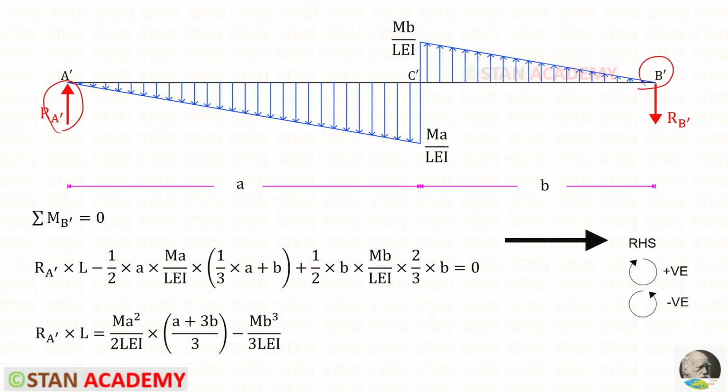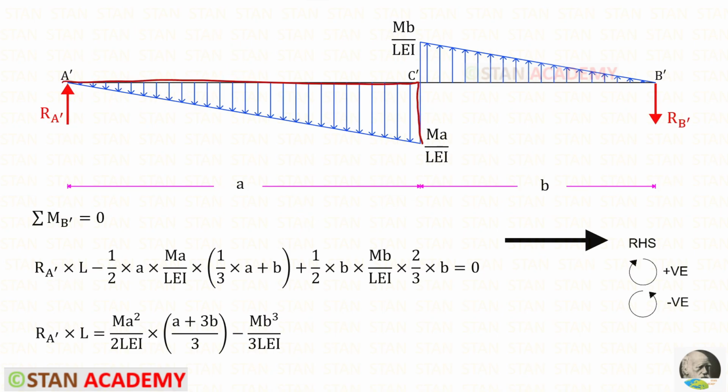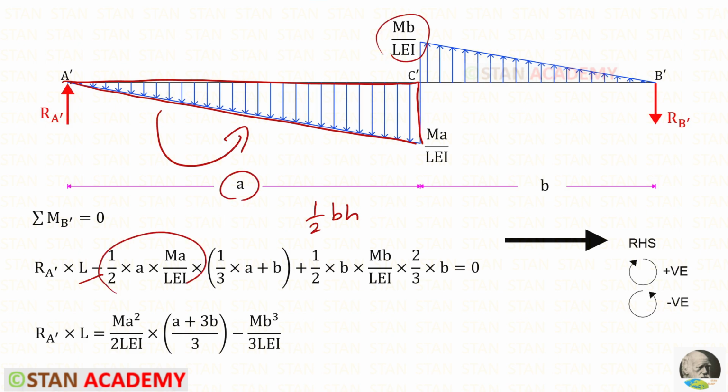In this case, we have to follow the right hand side rule. This is acting in the clockwise direction, so positive, and the distance is L. Let us take this UVL. It is acting in the anti-clockwise direction, so it will be negative. For the UVL, we have to multiply the area with the centroid distance. The area formula is half into B into H. Here the breadth is a and this is the height. So this is the area.